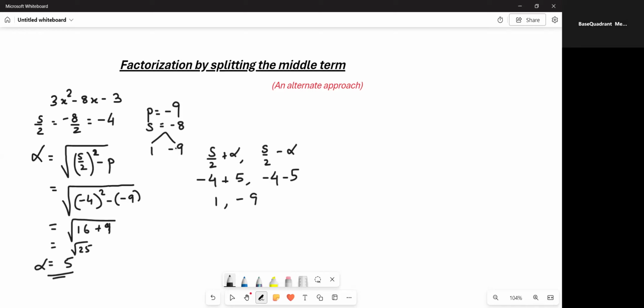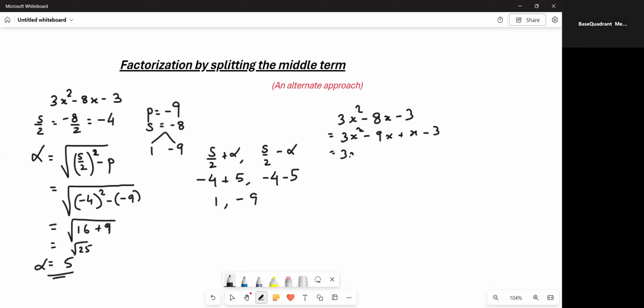No requirement here to guess the numbers or factorize. We avoid all that by directly using this formula. So now we can factorize this by splitting the middle term. 3x squared minus 8x minus 3 can be written as 3x squared, splitting the middle term in terms of 1 and minus 9. So it will be minus 9x plus 1x minus 3. Well, you know the procedure after that.